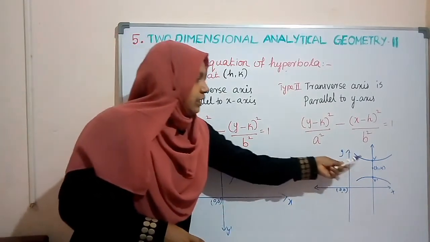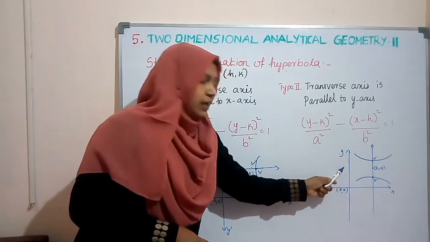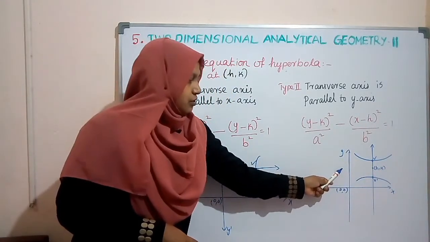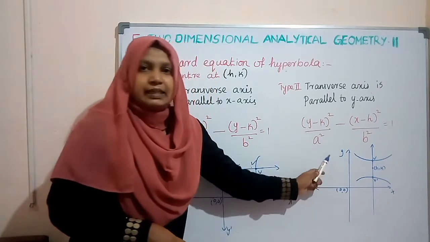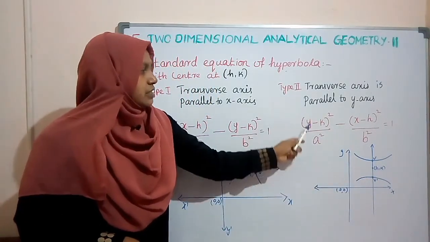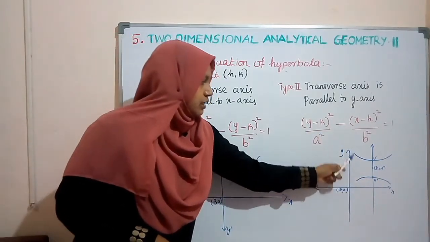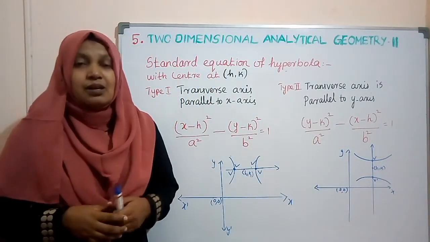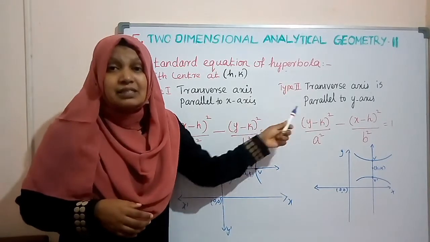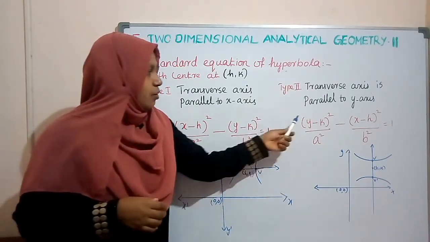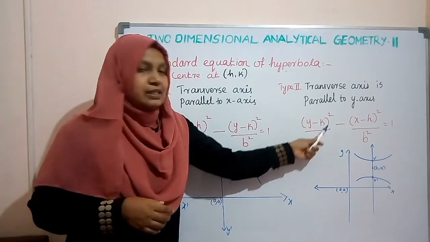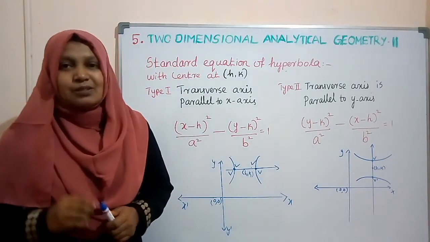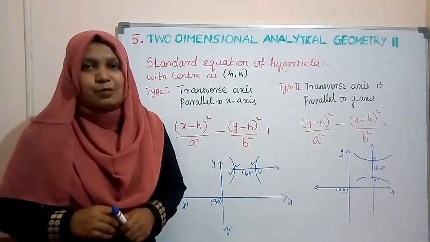And similarly, here the transverse axis is parallel to the y-axis. So anywhere you can consider the center (h, k). If it is parallel to the y-axis, the equation has y square becoming y minus k the whole square. So it is y minus k the whole square by a square minus x minus h the whole square by b square is equal to 1.